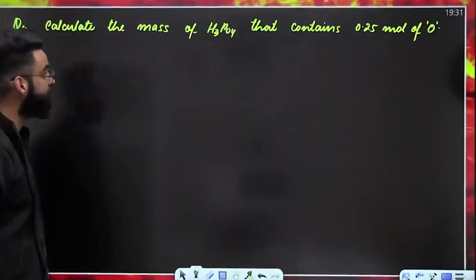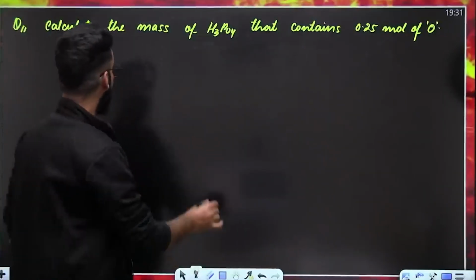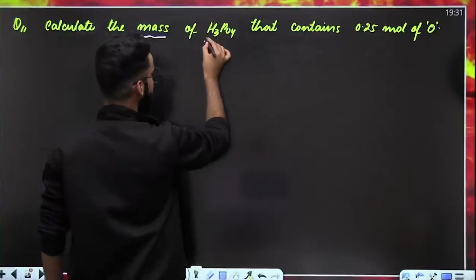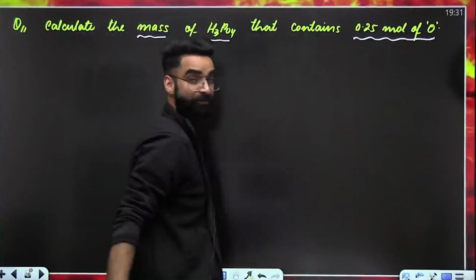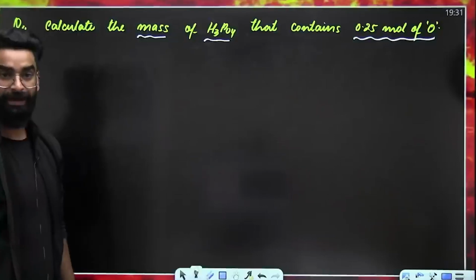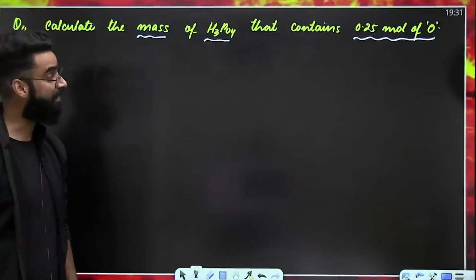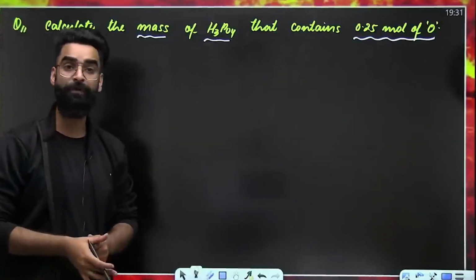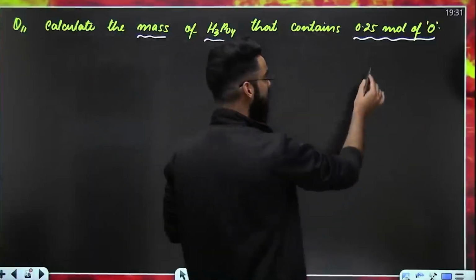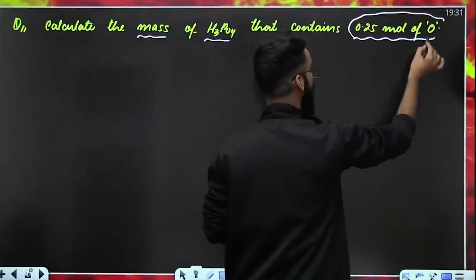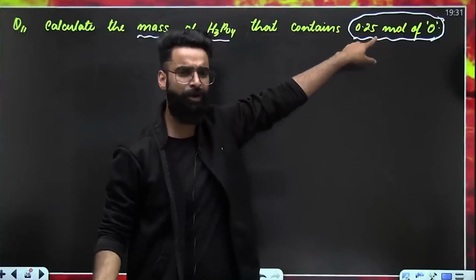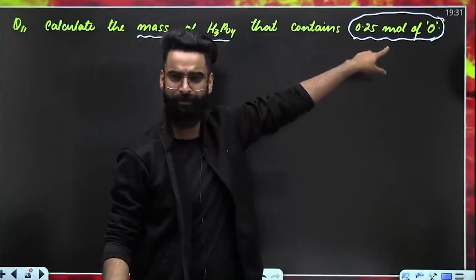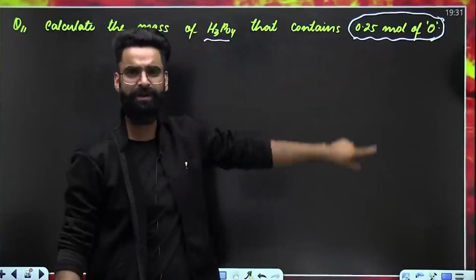Look at this question. Calculate the mass of H3PO4 that contains 0.25 moles of O. What is the given quantity? The given quantity is 0.25 moles of O. The given quantity is already in terms of moles, so you need not convert it, like before. No need to convert it.